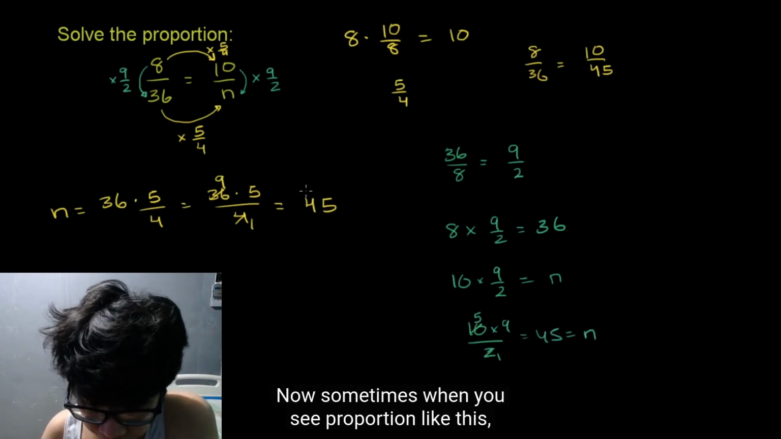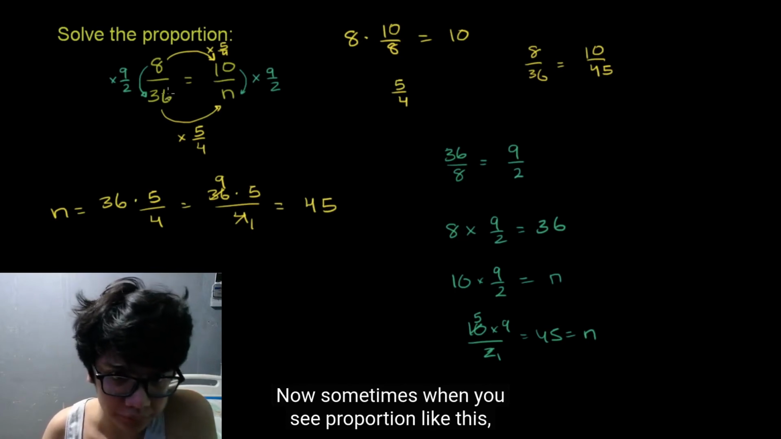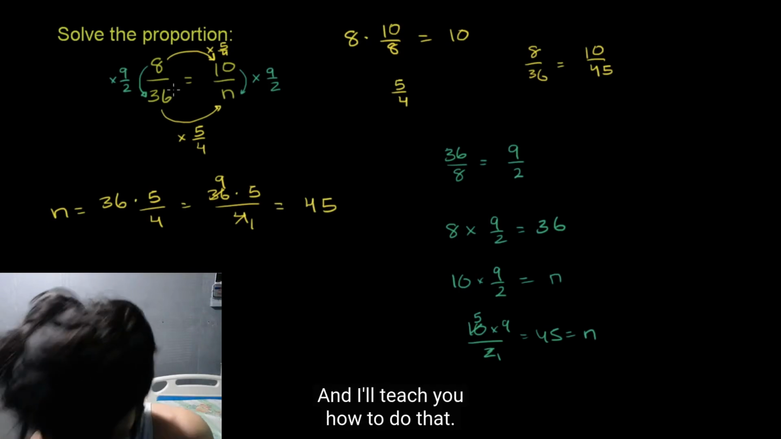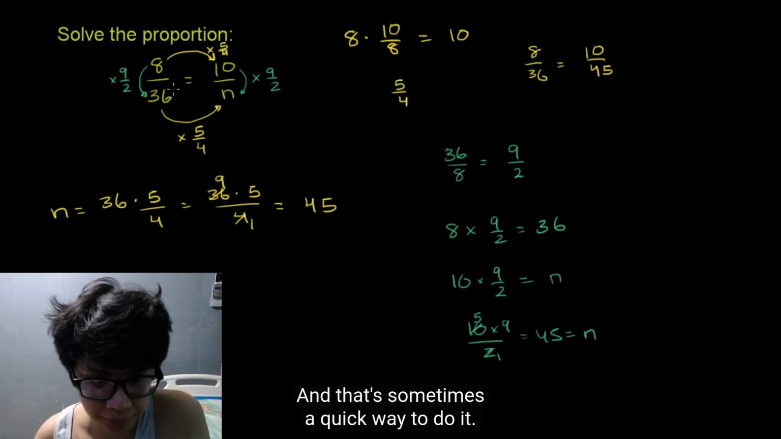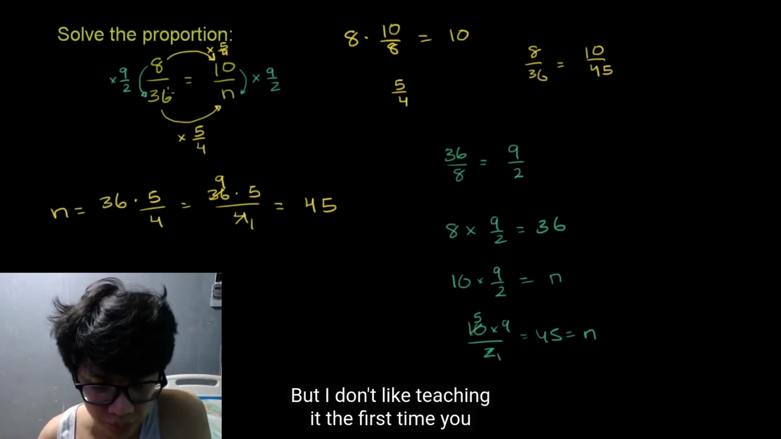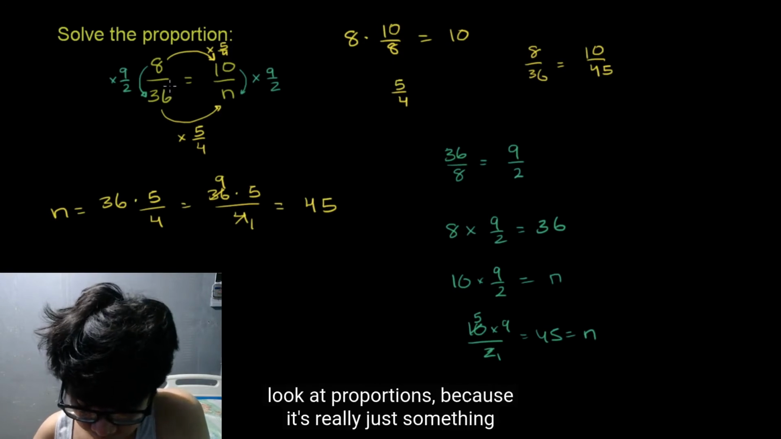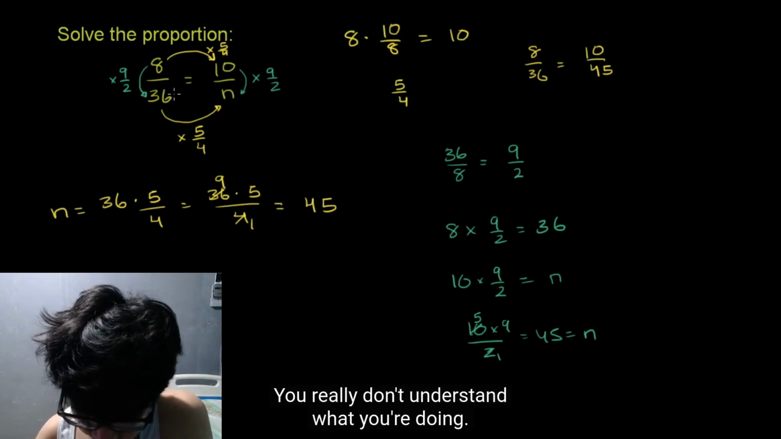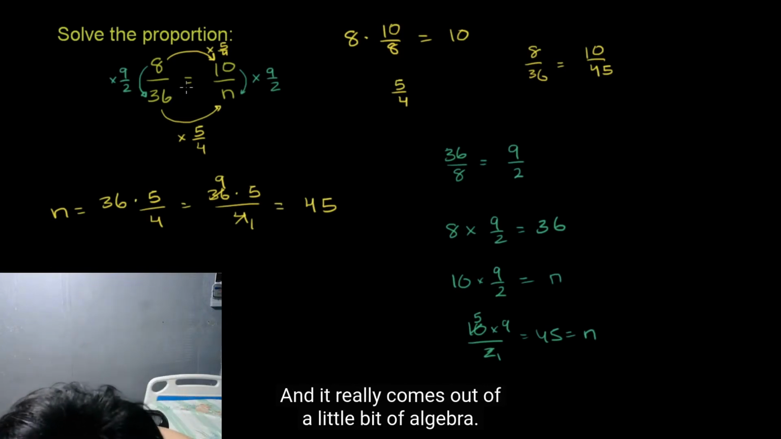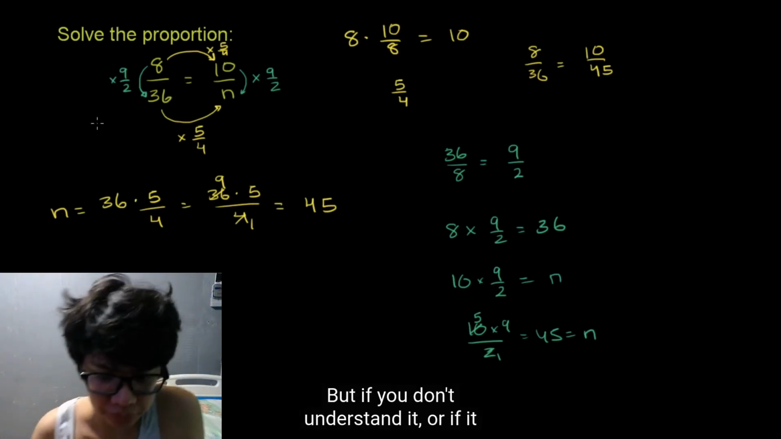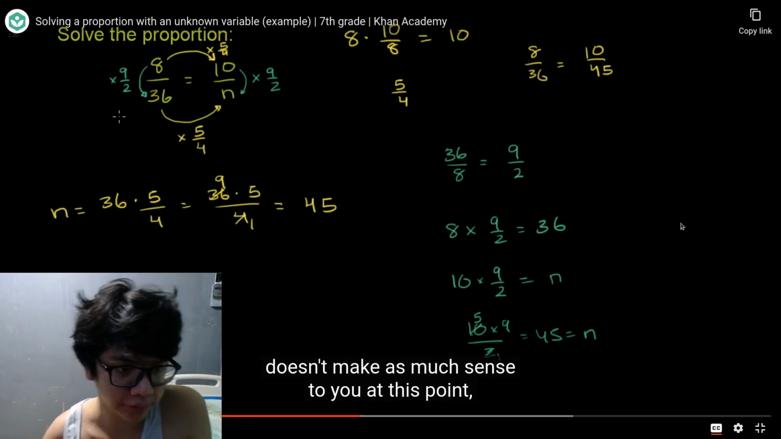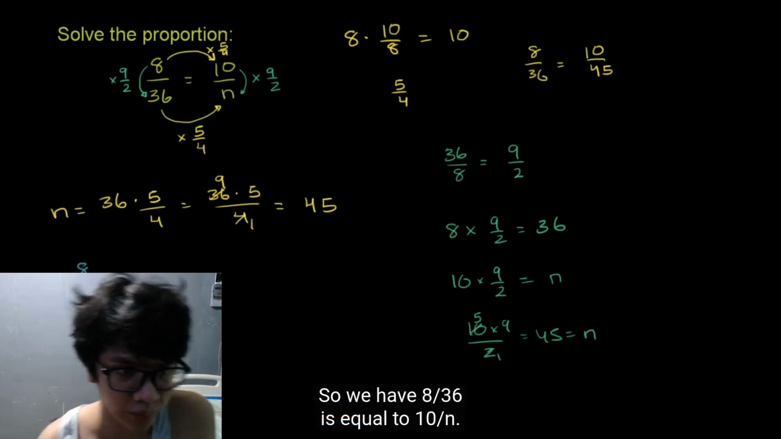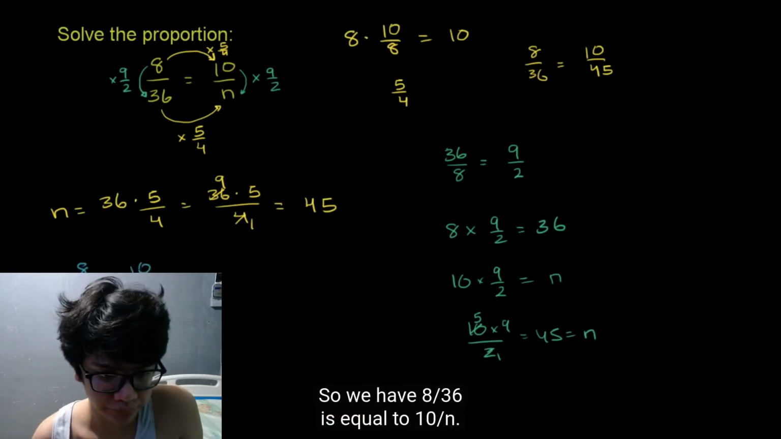Now sometimes when you see a proportion like this, people say, oh, you can cross multiply. And you can, and I'll teach you how to do that, and that's sometimes a good way to do it. But I don't like teaching it the first time you look at proportions, because it's really just something mechanical. You don't really understand what you're doing, and it comes out of a little bit of algebra. I'll show you the algebra as well. But if it doesn't make as much sense to you at this point, don't worry too much about it. So we have 8 over 36 is equal to 10 over n.